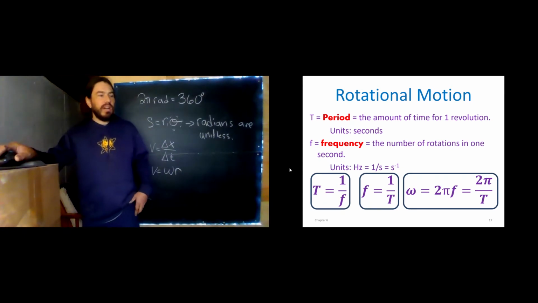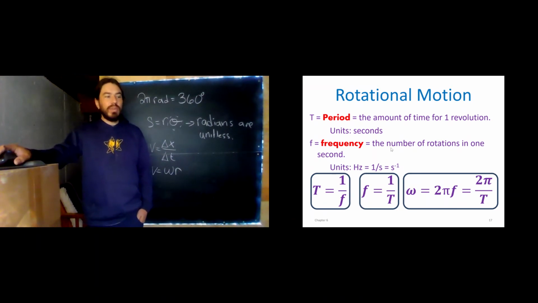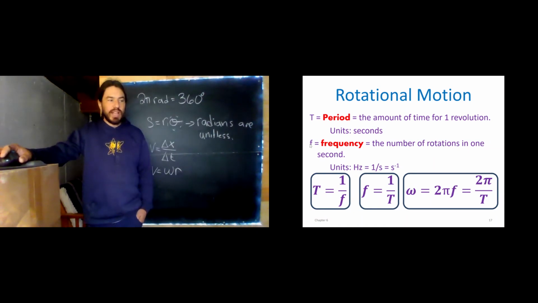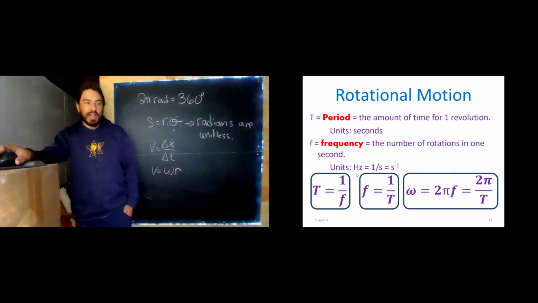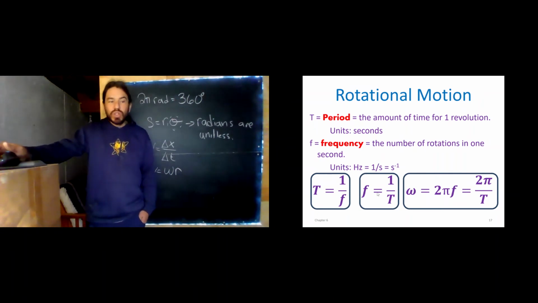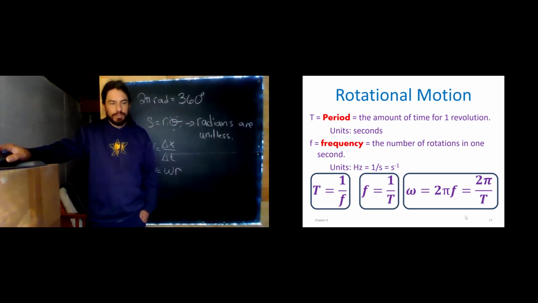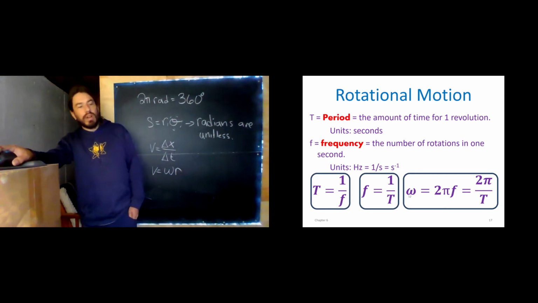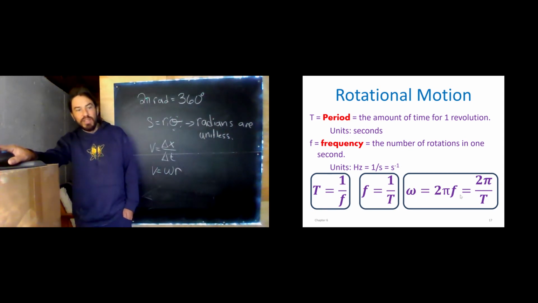Now, we do have to be a little bit careful. We use frequency, F, to represent the number of rotations in 1 second. And we use omega to represent the angular frequency, or the number of radians per second. So omega is radians per second. Frequency is revolutions per second. But notice they tell us the same thing. They tell us how quickly the object is rotating. Since one revolution is 2 pi radians, omega is 2 pi times F. Similarly, we can write it as 2 pi over T.